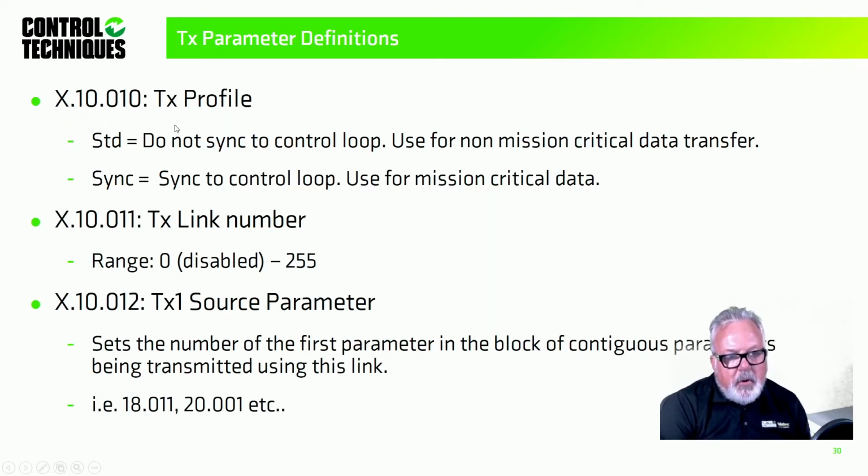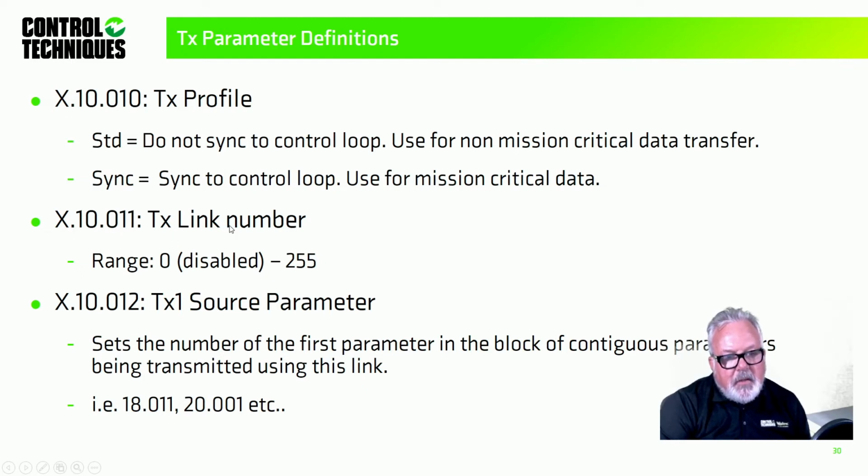First thing is the link profile, which is menu 10, parameter 10, for transmit link 1 anyway. Here's where you decide whether that's a standard message or a synchronized message. So back in the beginning of the presentation, I said there's 3 message types: cyclic synchronized, cyclic non-synchronized. So parameter 10 in menu 10 will make that determination. If it's not mission critical, well, make it a standard link. If it is mission critical, make it a sync link.